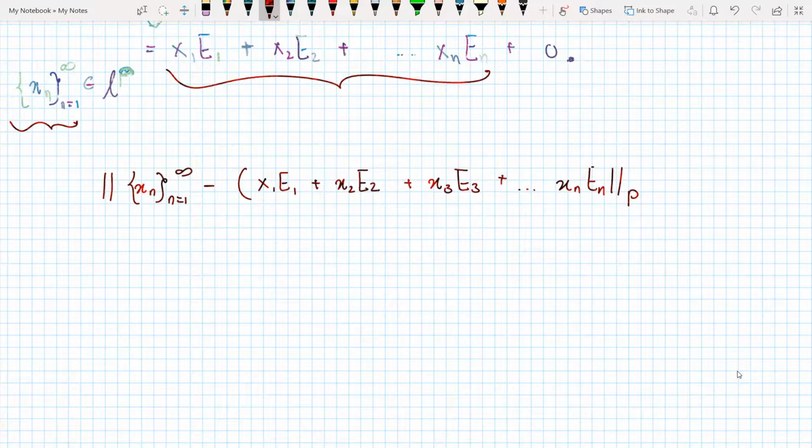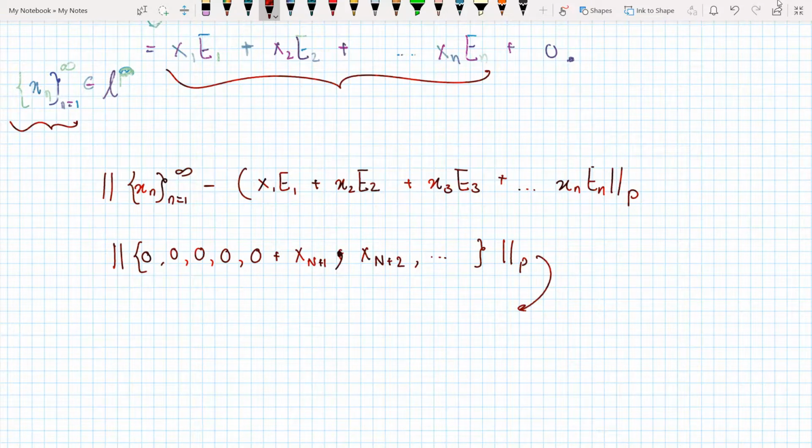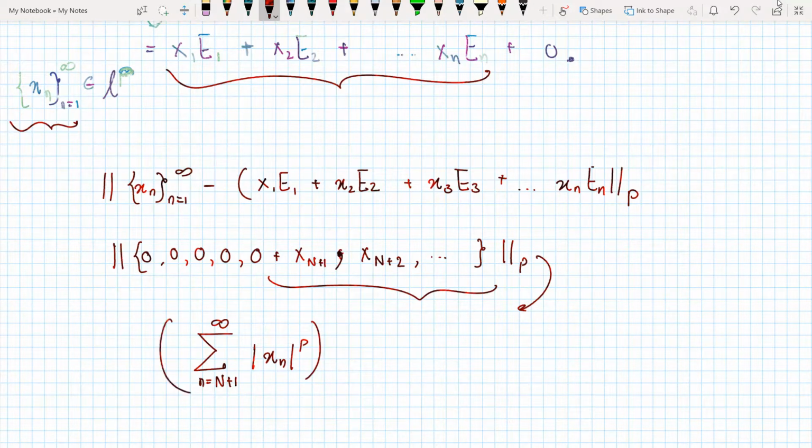And now I see that this is summation from 1 till infinity, and this is summation from 1 to n. So this would be the summation from n plus 1 till infinity. All of the terms up to n would be 0, and then I start with n plus 1, so I can write it like this: xn plus 1, comma xn plus 2, dot dot dot. This is my sequence. And now from this step to next step, the p norm of this is summation from n plus 1 till infinity, norm of xn to the p, whole to the power 1 by p.